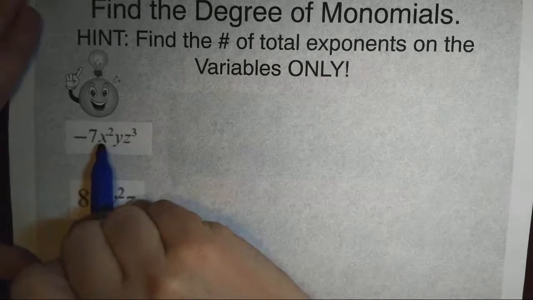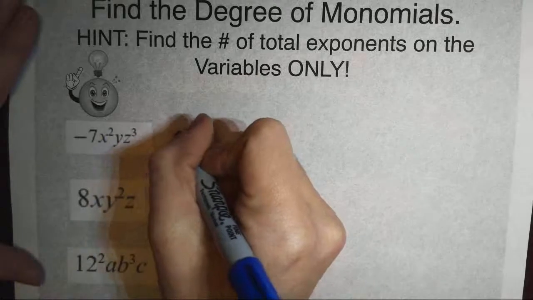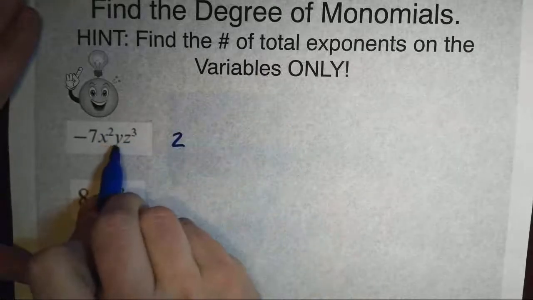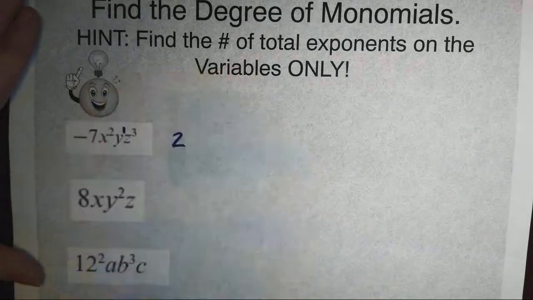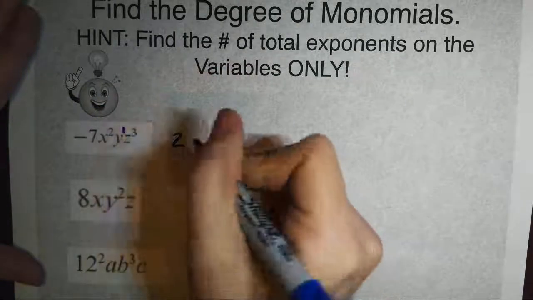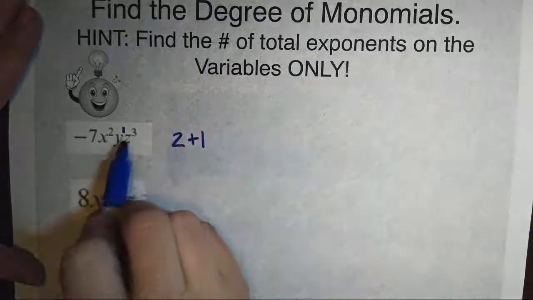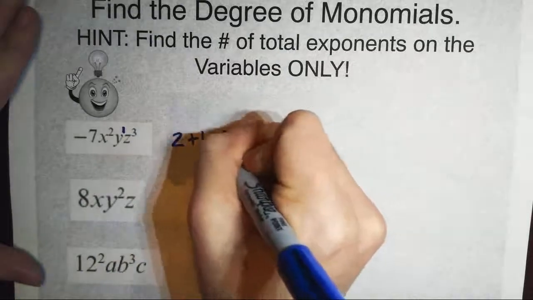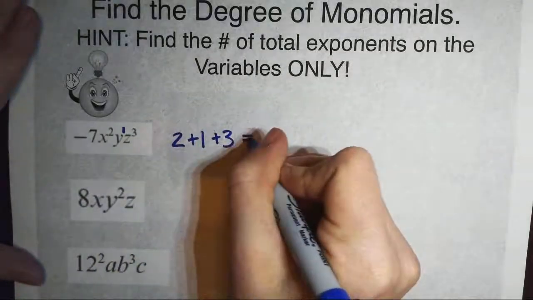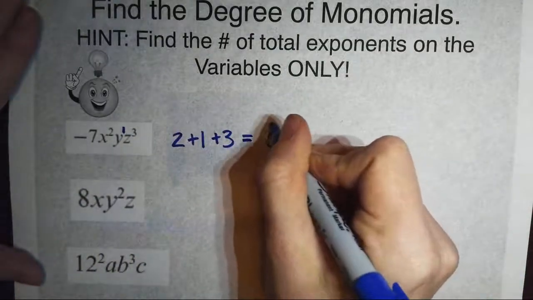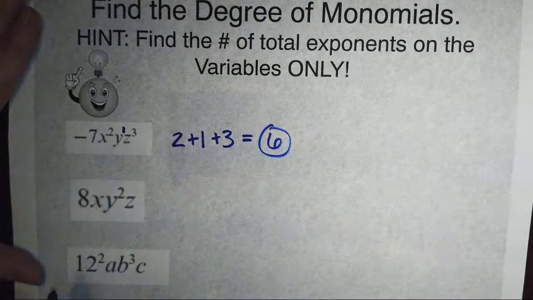So on the x squared, our exponent is 2. On the y, our exponent is 1, because we know whenever there's not an exponent up there, it's to the first power. And on the z, our exponent is 3. So if we add up all those exponents, 2 plus 1 plus 3 is 6. So this first one has a degree of 6.